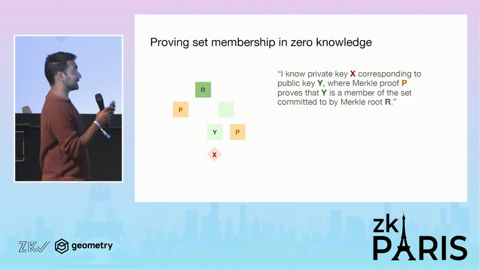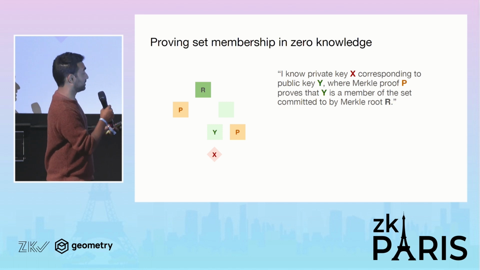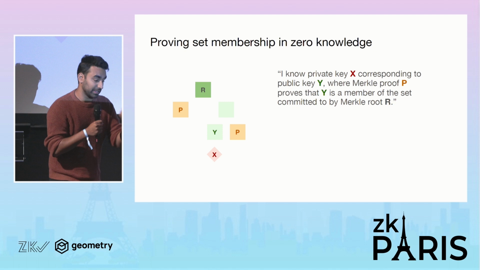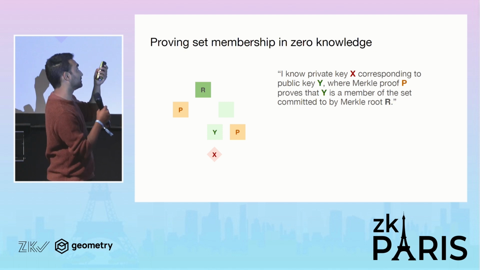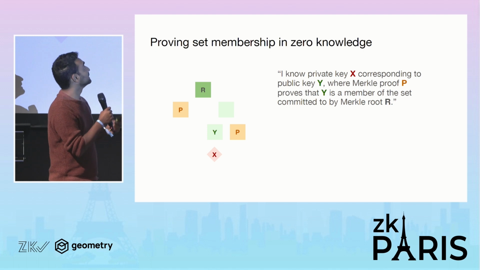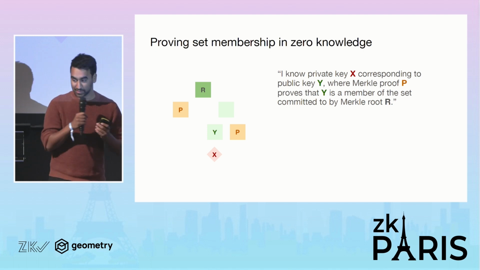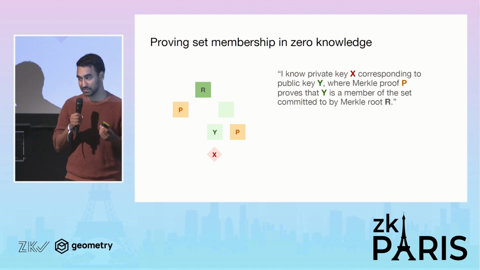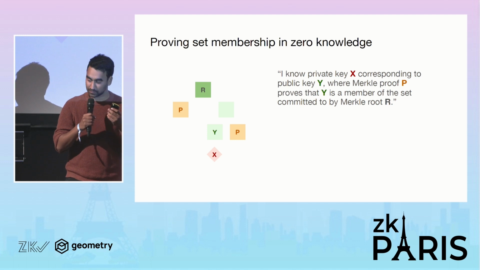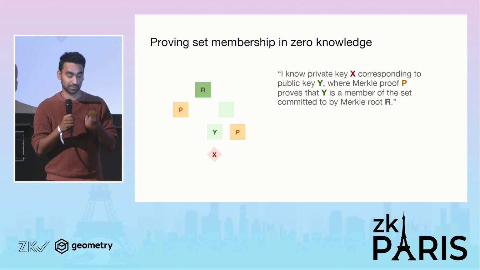Just really verbosely, the statement we're trying to prove in this example is basically, I have some secret X. It corresponds to some kind of public version of X. So I've chosen a key pair. I have some secret key X, and this corresponds to some public key Y. And basically, my proof is going to consist of the statement, I know values that hash to the root R.